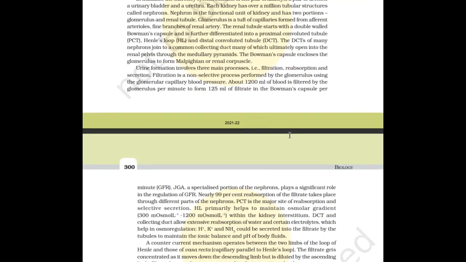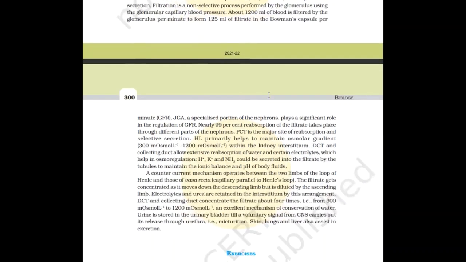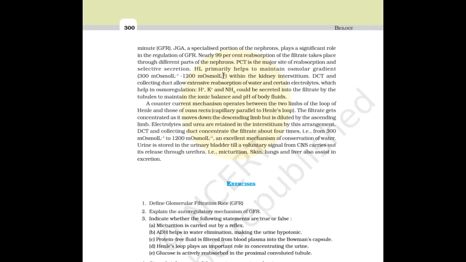Urine formation involves three main processes, that is filtration, reabsorption and secretion. Filtration is a non-selective process performed by the glomerulus using the glomerular capillary blood pressure. About 1200 ml of blood is filtered by the glomerulus per minute to form 125 ml of filtrate in Bowman's capsule per minute. JGA, a specialized portion of the nephron, plays a significant role in the regulation of GFR.